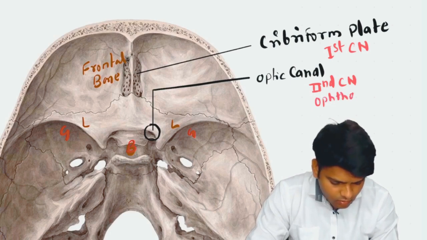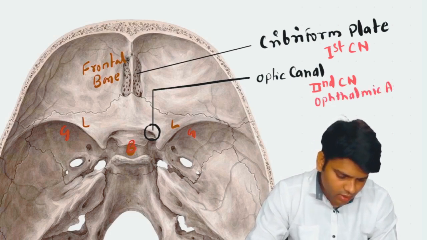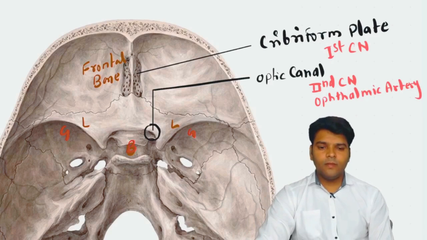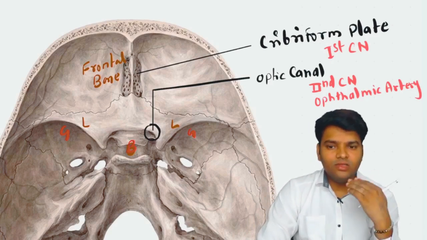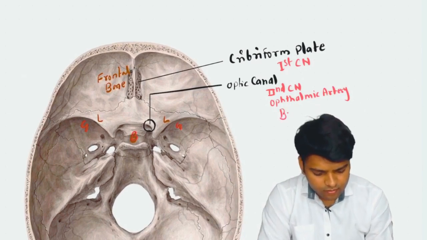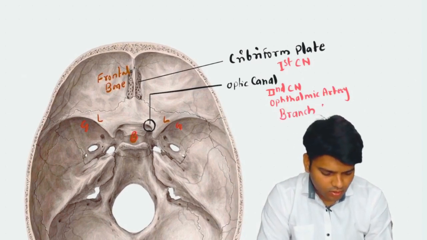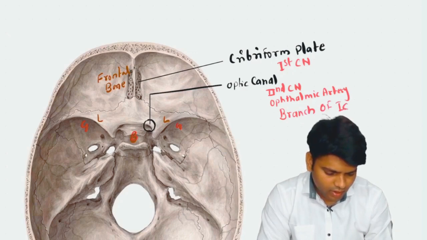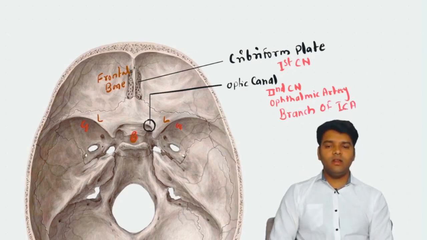Along with the ophthalmic artery, which is a branch of the internal carotid artery. The ophthalmic artery is a branch of the internal carotid artery.